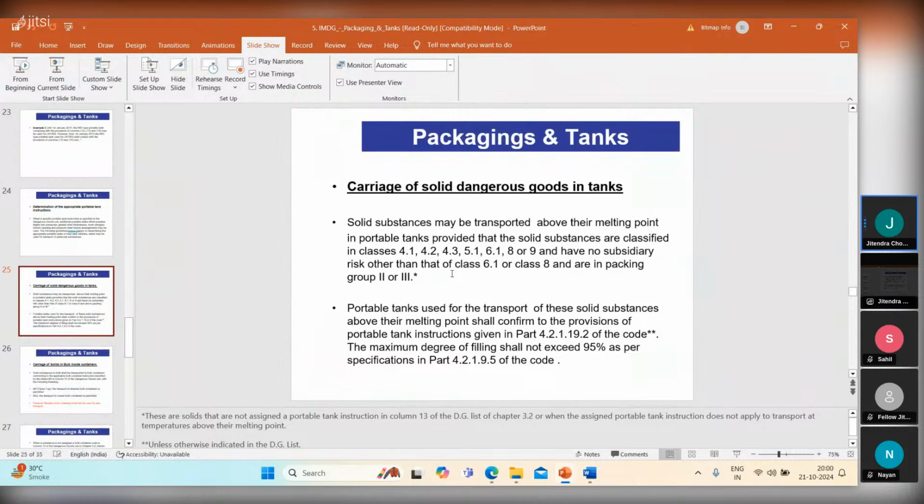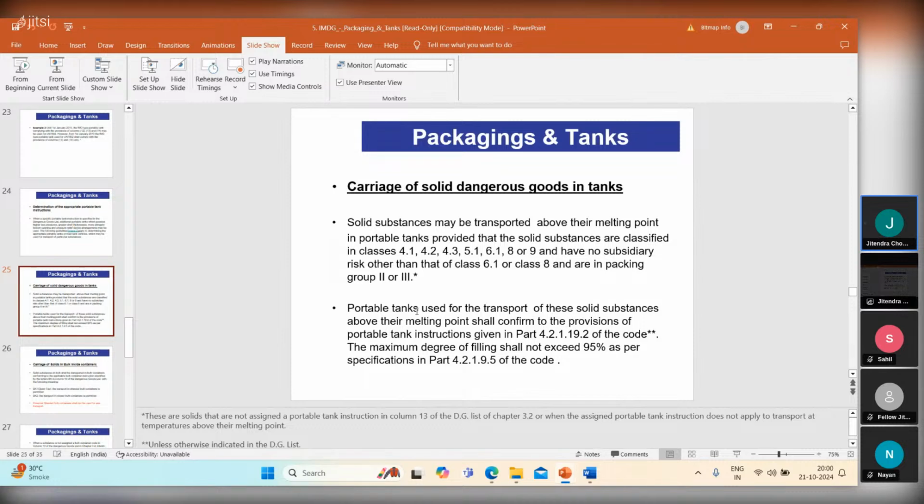So class 4, if you remember, flammable solids, and then oxidizing substances and organic peroxides like that, that have no subsidiary risk other than that of class 6.1 or class 8, are in packing group 2 or 3. Of course, because these are solids, they don't need very high level packing of group 1, but group 2 or group 3 as per their hazards. Those types of tanks and packings we need.